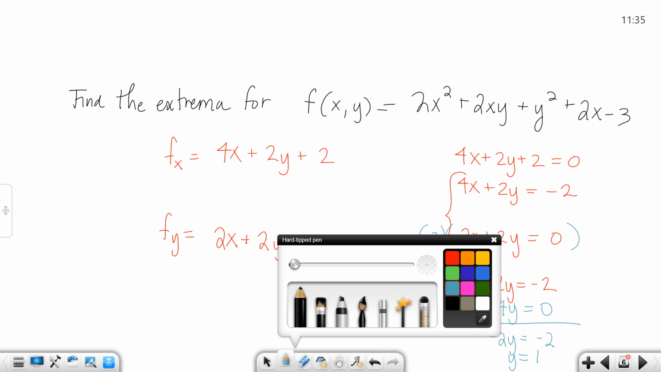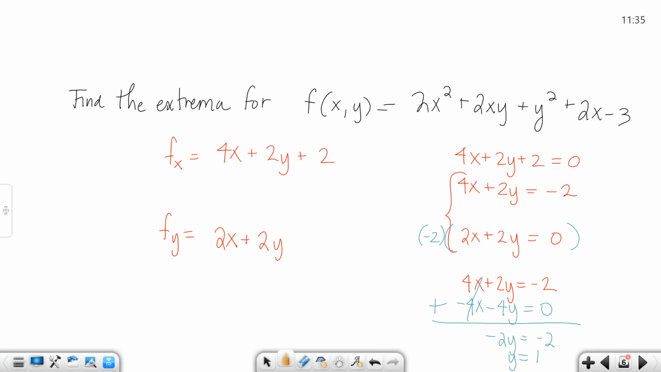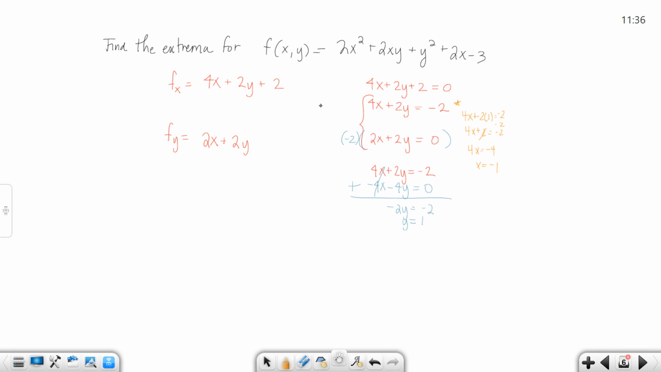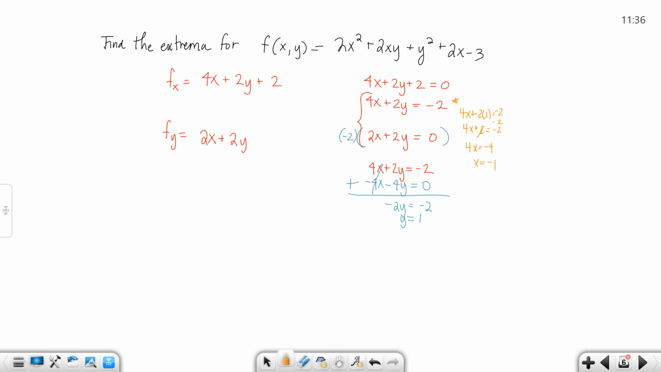Alright, so I have y. So to go back and find x, I can take that y, 1, and plug it into any of the equations. I'm just going to pick this top one. So this would be 4x plus 2 times 1 equals negative 2. So 4x plus 2 equals negative 2. So 4x would equal negative 4, and x would equal negative 1. So my critical point for this one is negative 1, 1.